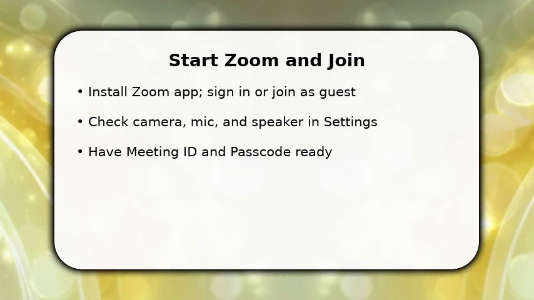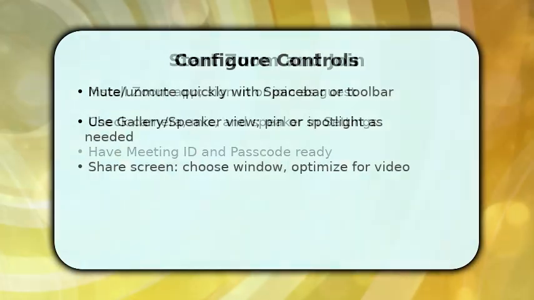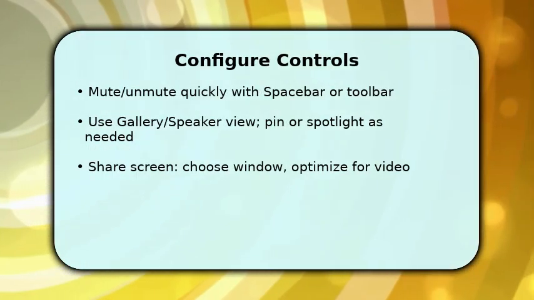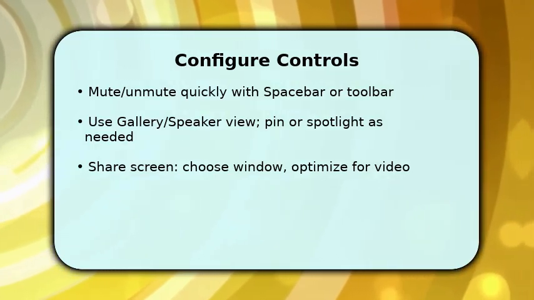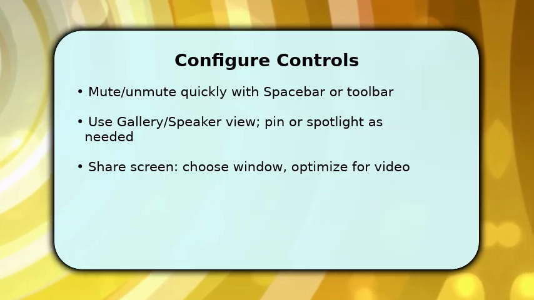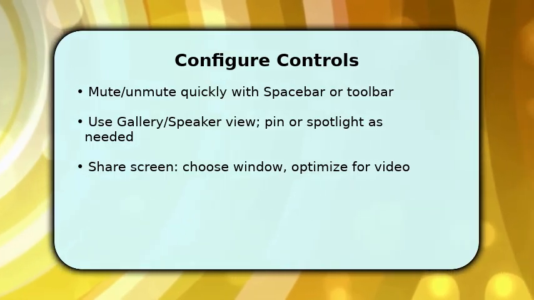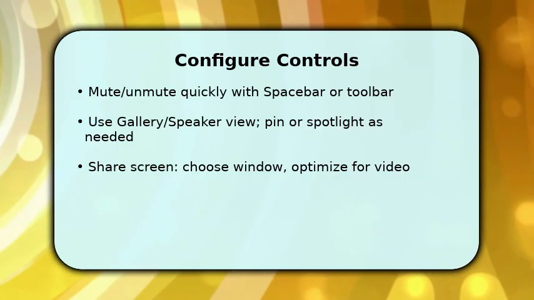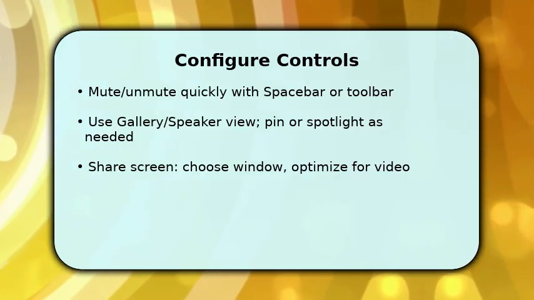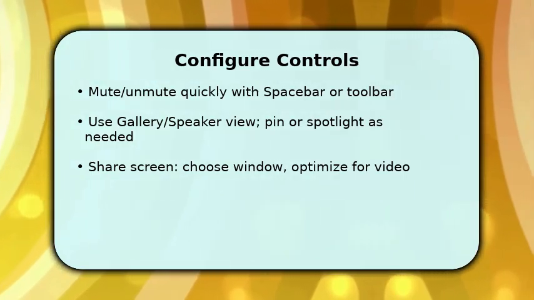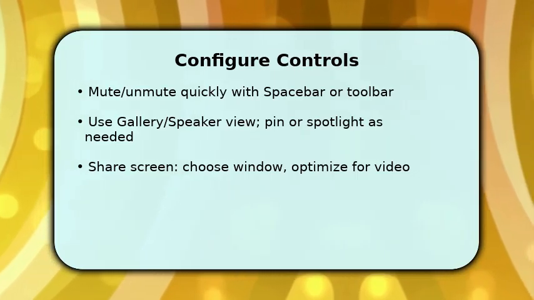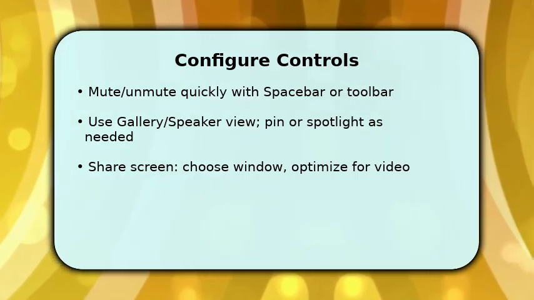Once connected, learn the controls so you can act confidently during the call. You can mute or unmute with the toolbar or hold spacebar for push-to-talk. This prevents background noise. Switch between gallery and speaker view to focus on participants, and pin or spotlight a speaker when necessary. When sharing, click Share Screen, pick a window or the desktop, and check Optimize for video clip if you play media. These settings control what others see and hear.